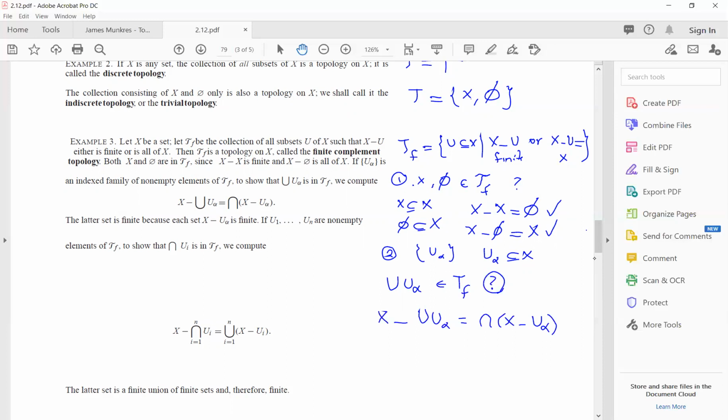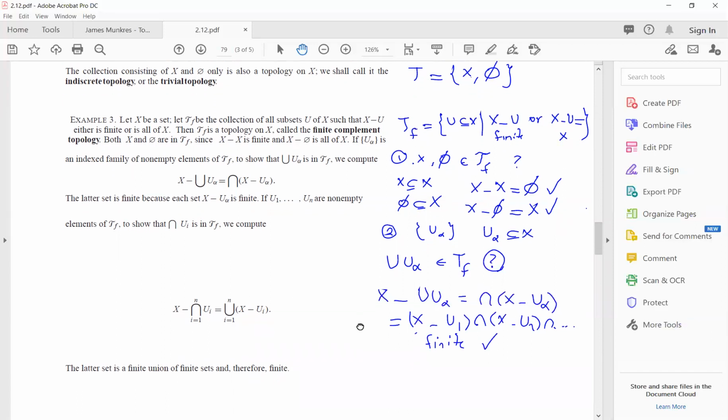So suppose X minus U alpha is finite. So this is like this, X minus U1, intersection X minus U2, intersection, it continues. Each of these sets are finite sets. The intersection of finite sets is also finite. So we're done with showing that the arbitrary union of elements are also a member of tau of F.